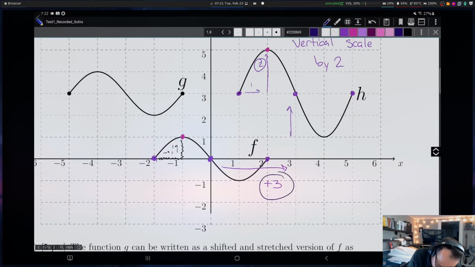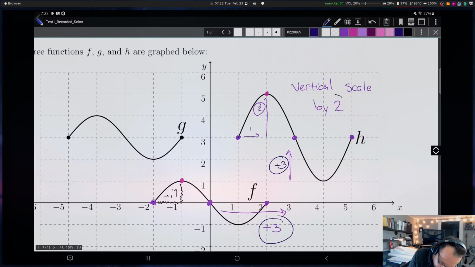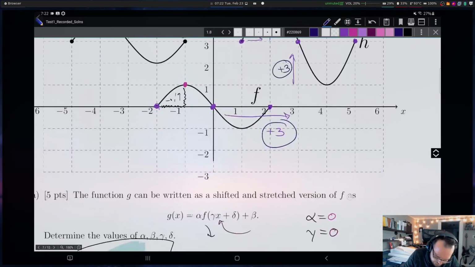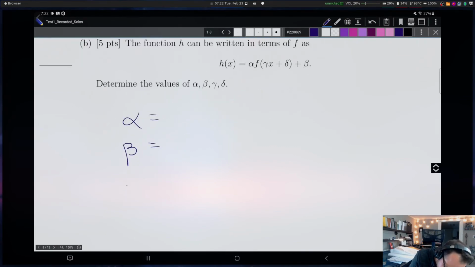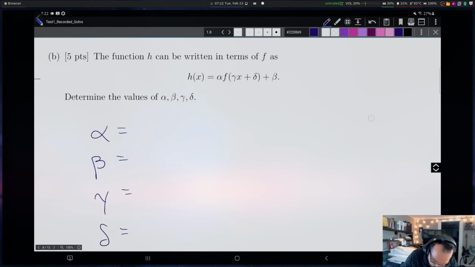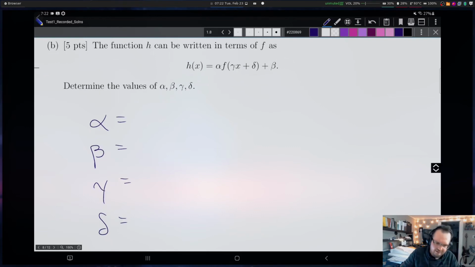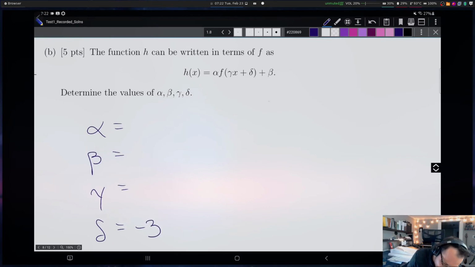Okay. So let's just sum up what we have. We have this horizontal shift by 3. We had this vertical shift by 3. And we have this vertical scale by 2. So now I just need to figure out what goes where. So there's alpha, beta, gamma, and delta. Okay, so delta was the horizontal shift. We needed to shift it to the right by 3, which means that we actually need this to be a -3 now. Beta was the thing telling us about the vertical shift, so that's still a +3.